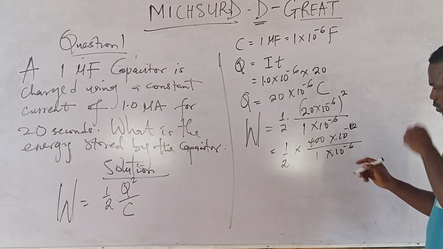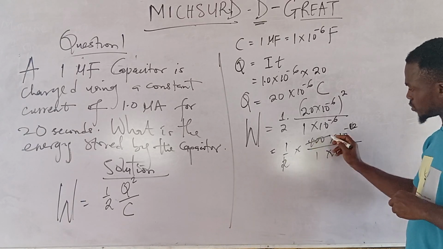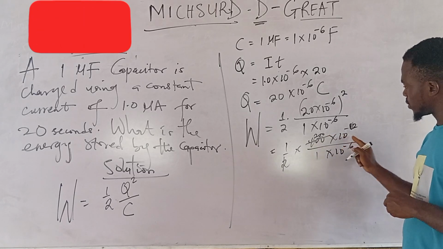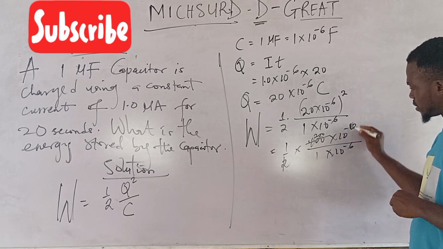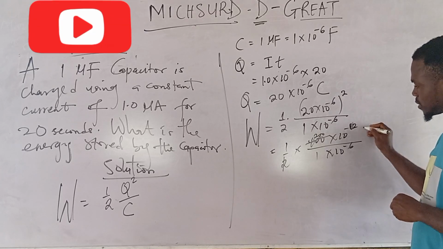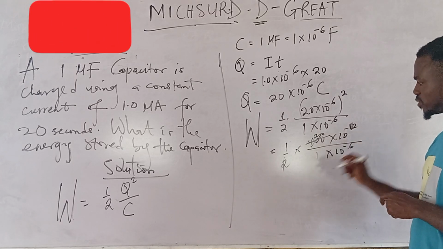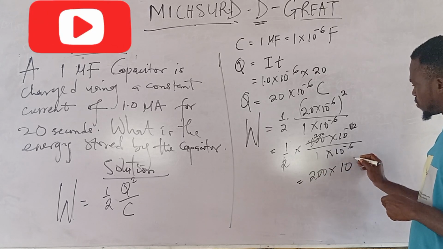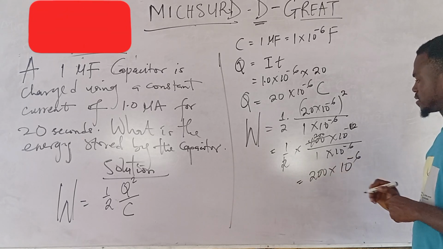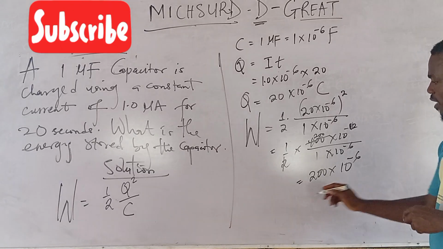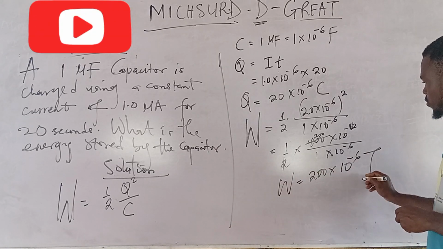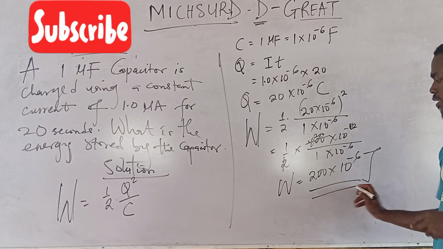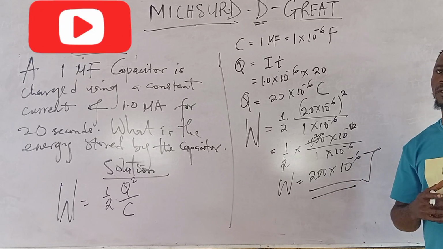So if we should solve this, 2 is going to go with 400, so we have 200. So here the 10 raised to the power minus 6 will come up and become plus 6. And we have minus 12 in the numerator, so solving it, what we have is 200 times 10 raised to the power minus 6. So that's what we have as the work done. So the work done is 200 times 10 raised to the power minus 6 joules. So that is the energy stored in the capacitor.